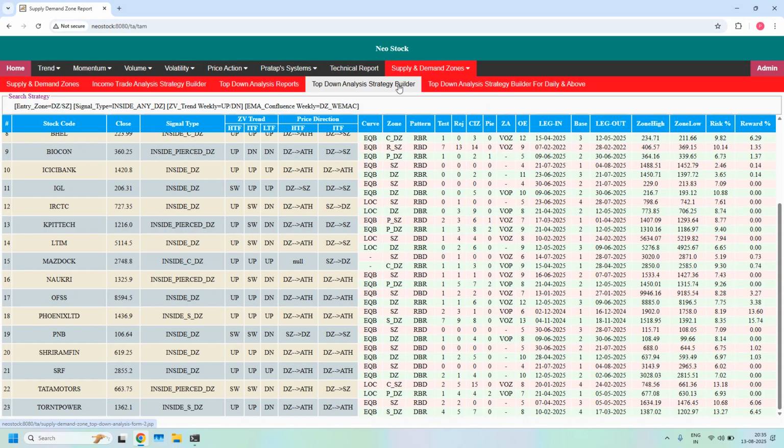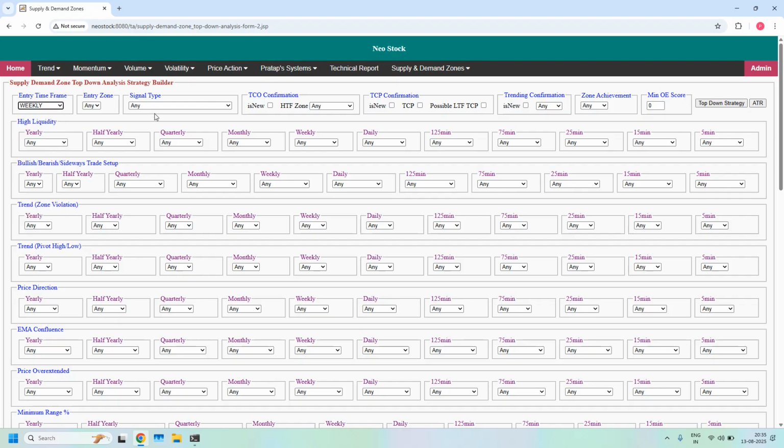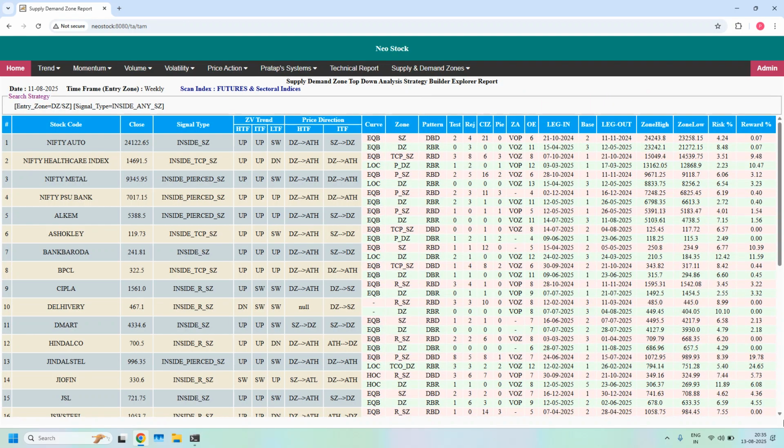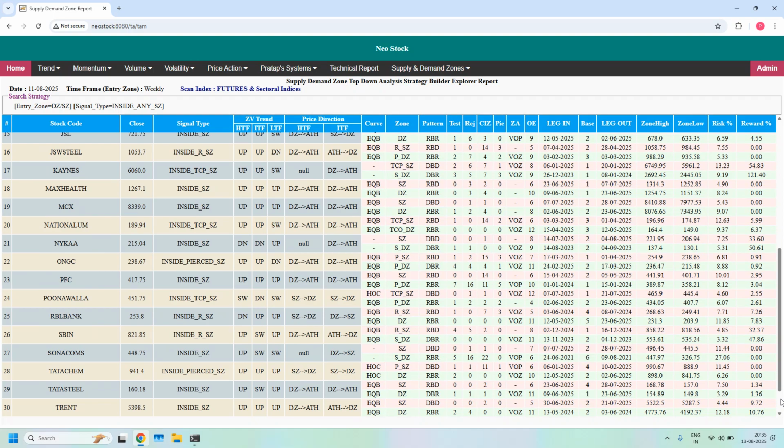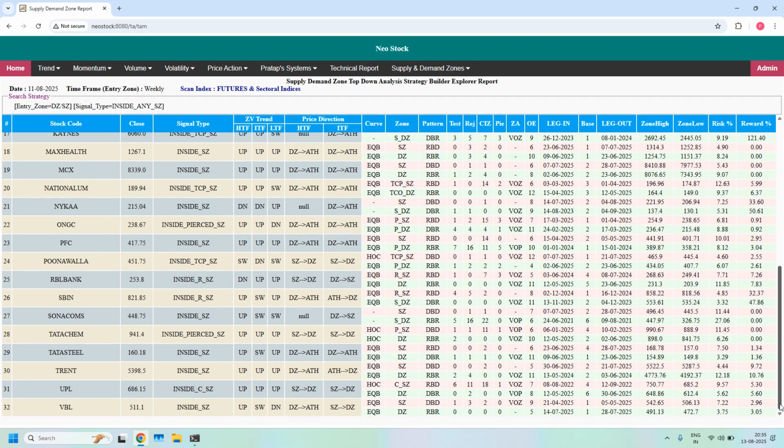Okay, next price closed inside the weekly supply zone. First 15 stocks in the list. Scrolling the list down. So total 32 stocks are filtered.